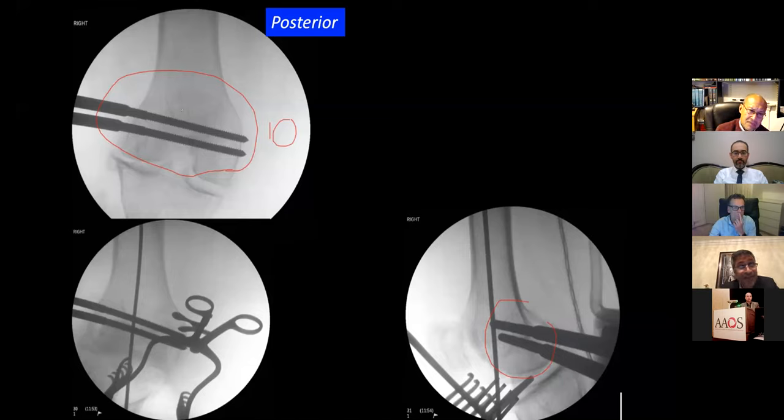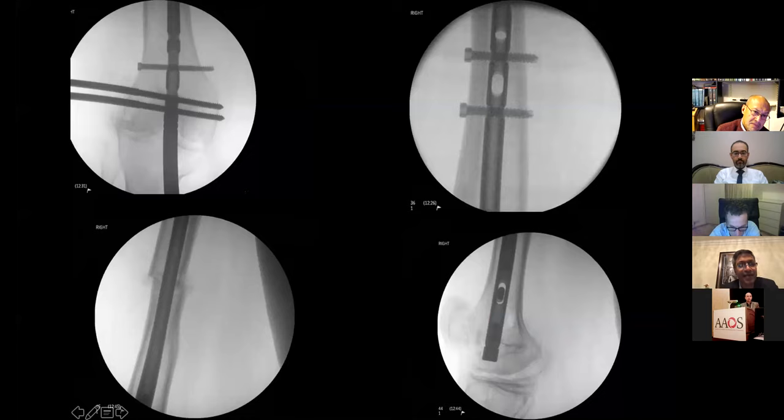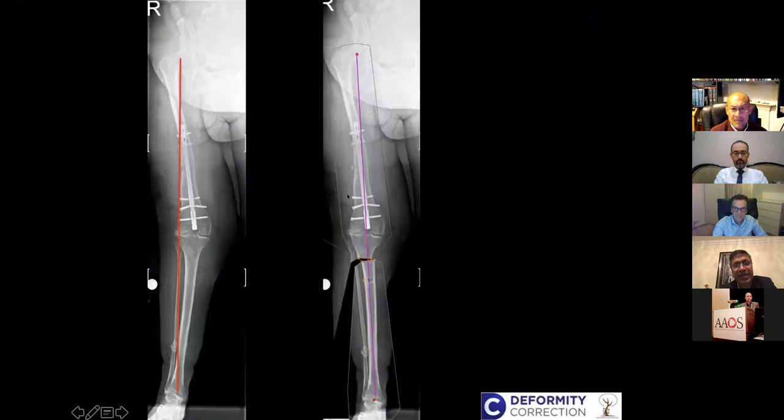The Orthofix device actually has a templating device where you can put the wires and you can put the half pins parallel to this wire. Then again, proximally, it is away from the length of the nail. And then just a standard compression nail, which I put in with proximal locking, distal locking. And this is the limb straight. And the nail screws are bent because of my compression. The plan was to correct it and then do a hex support to get the axis straight, so that when she comes for hip and knee replacement, her axis would be straight.